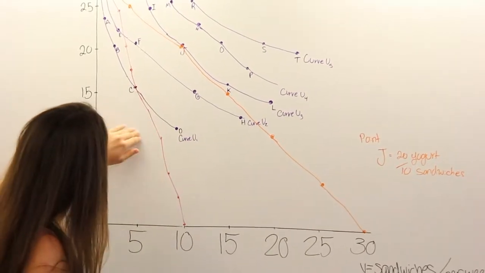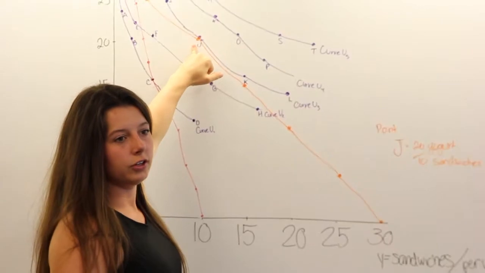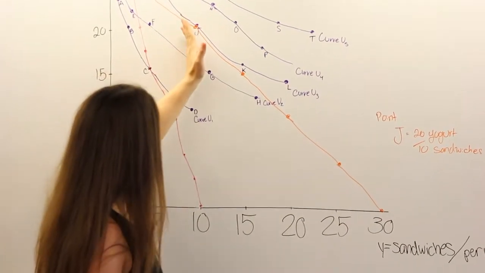So what this graph represents, especially at point J, is that you get the maximization of utility, showing that you have no desire to move.